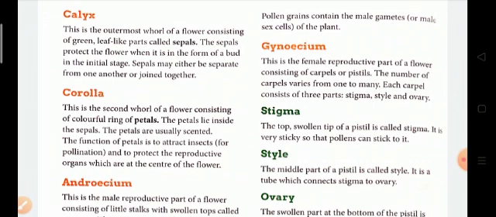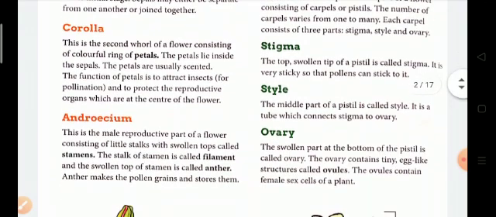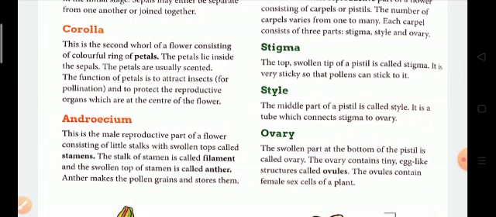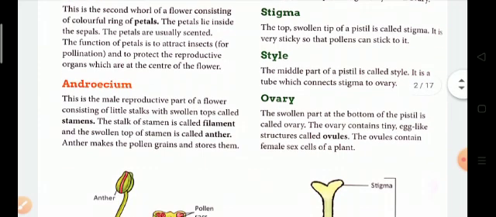Corolla is the second whorl of a flower. In some flowers, the petals are large in size and produce nectar, are colored and usually scented. These characteristics help in insect pollination of a flower, and petals also protect the reproductive organs which are at the center of the flower.